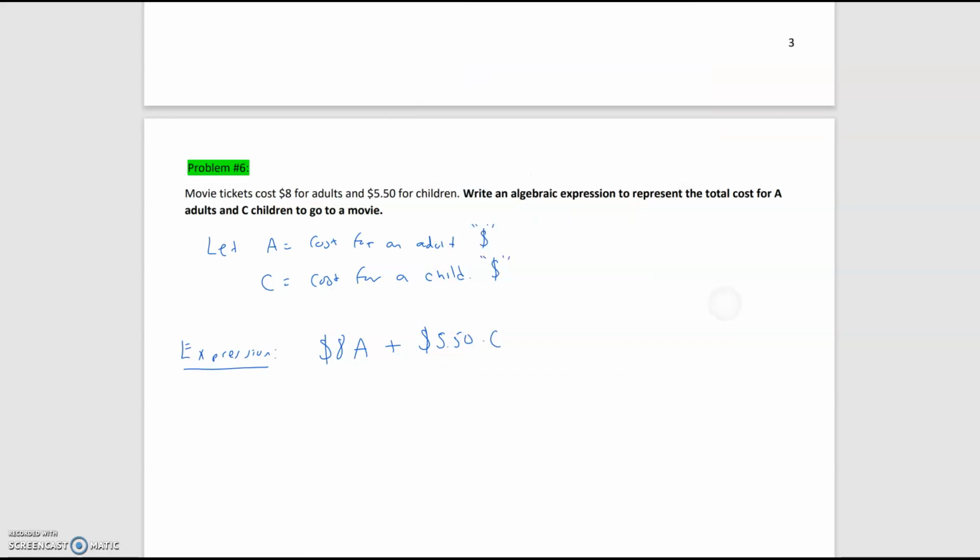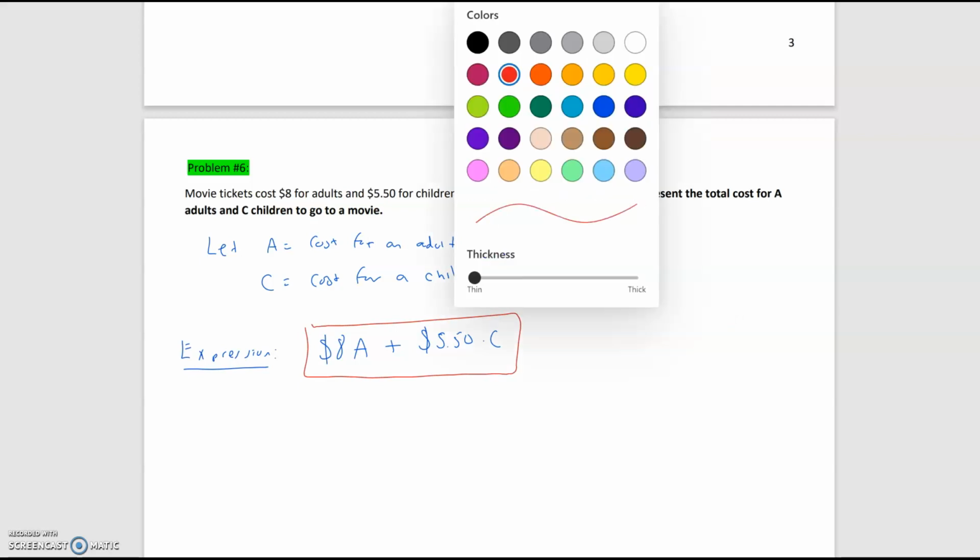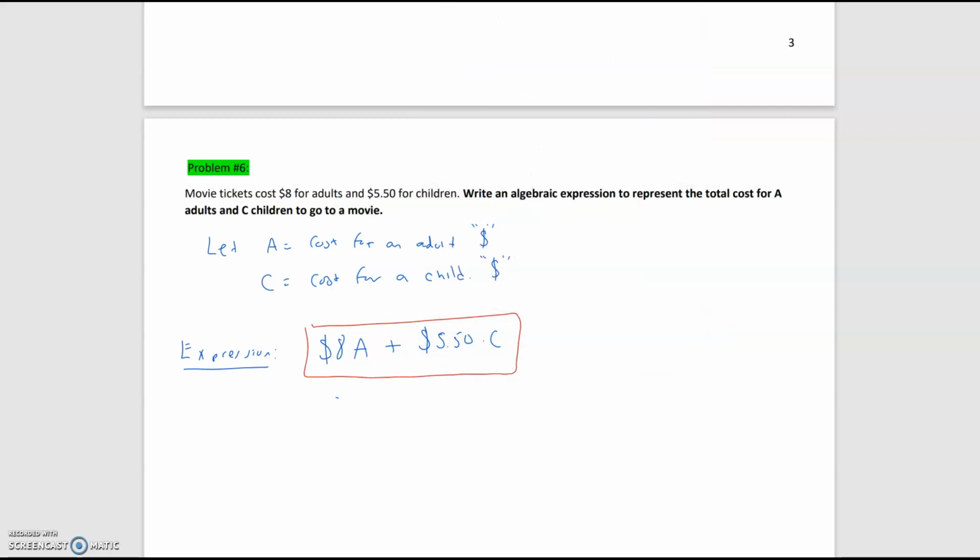And that's actually it. So this is the expression. Another way to put it is without the unit. So 8A plus 550C. That would be another way to write this situation as an expression, and technically this will be okay because we already included that it's the cost for an adult. That's actually it for these problems. I'll put the other ones in a different video.